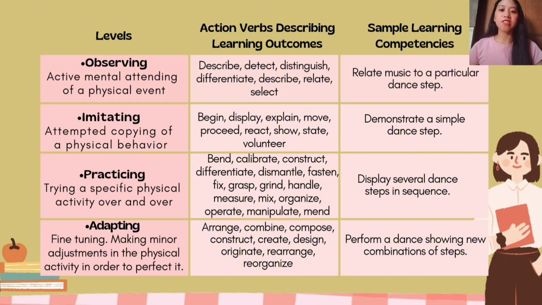Next level is practicing. This level involves trying a specific physical activity over and over. So, ibig sabihin po, pag-practice, paulit-ulit na ginagawa ang isang bagay hanggang sa ito ay iyong makasanayan na. Its action verbs include bend, calibrate, and construct. And last level, adapting. This highest level involves fine-tuning and making minor adjustments to perfect the physical activity. Action verbs include arrange, combine, and compose.